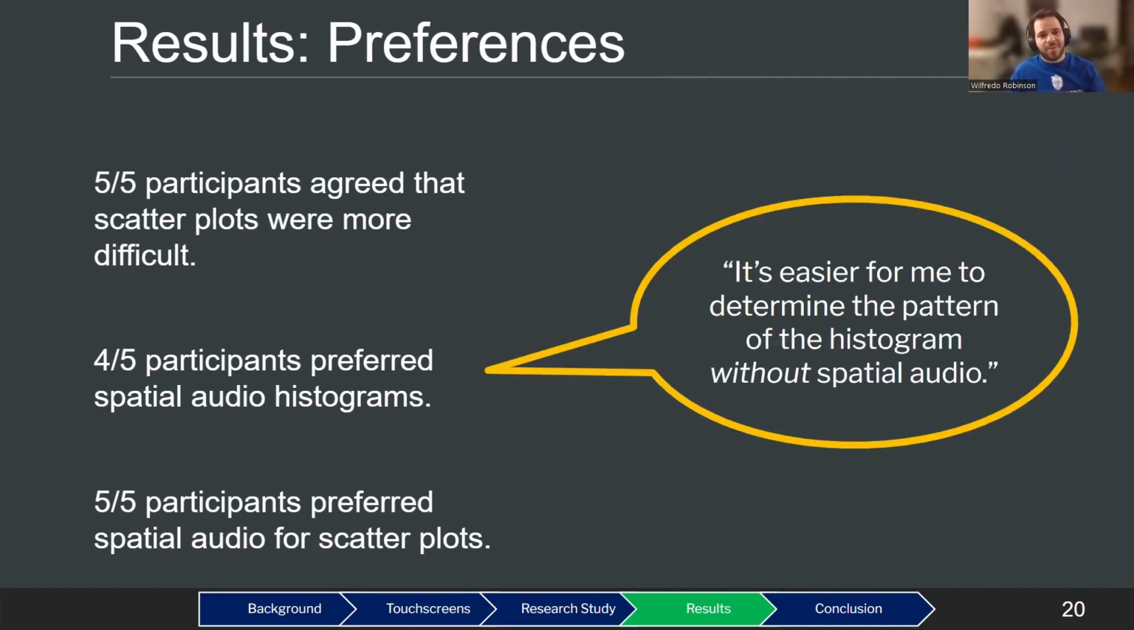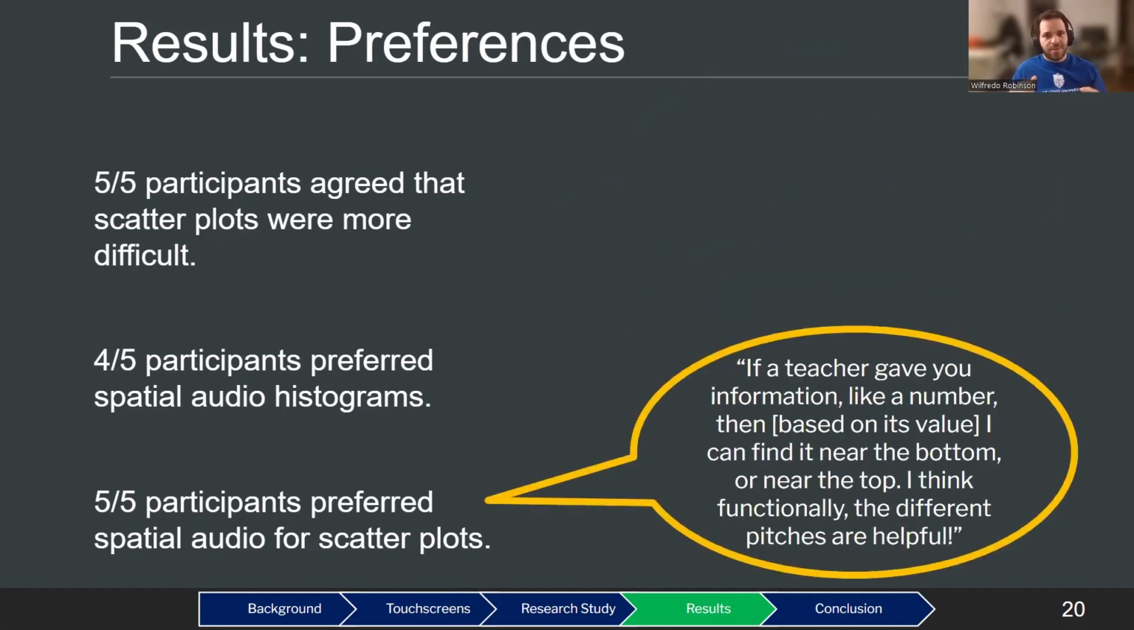4 out of 5 participants preferred spatial audio when exploring histograms, and that one participant that did not said, "It's easier for me to determine the pattern of the histogram without spatial audio." And finally, all participants preferred spatial audio for exploring scatter plots.